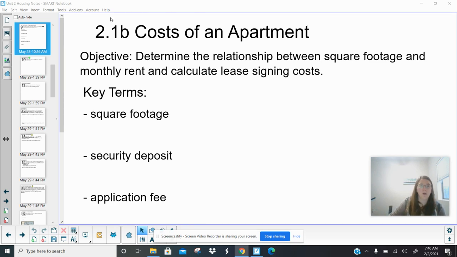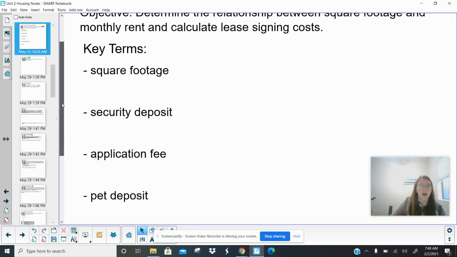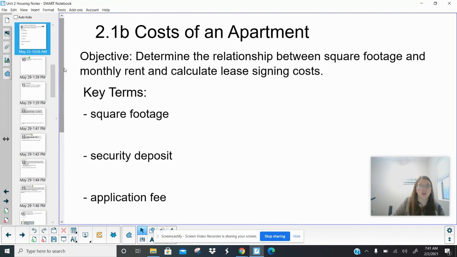Okay, so this is again 2.1b that we're going through here. And again, this lesson is in particular talking about the cost of an apartment itself, as well as the upfront costs you will need. We talked about a few, but sometimes people don't realize that yes, for a house, you have to have a down payment, of course. You have to have money up front to buy a house. That's why they talk about it.